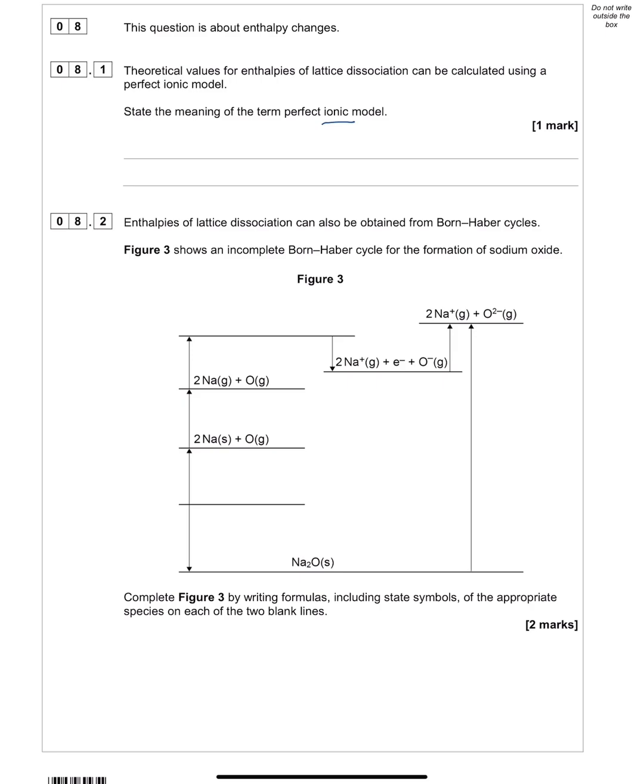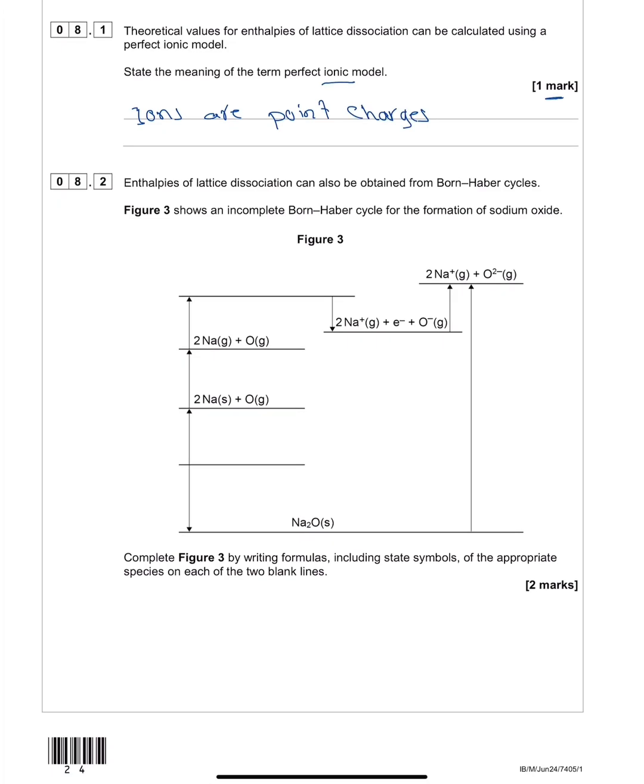Perfect ionic model has three different properties you can talk about, and if you talk about one of these, it would be enough to get you the mark. So you can either state that ions are point charges, or ions are perfect spheres, or there is no covalent character in ionic compound. Any of these will give you the 1 mark. So I can just write one of these, which is ions are point charges. So that should give you the mark.